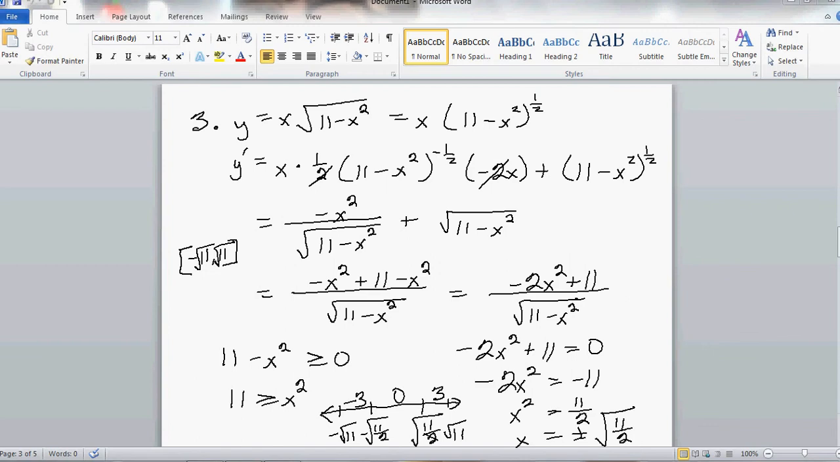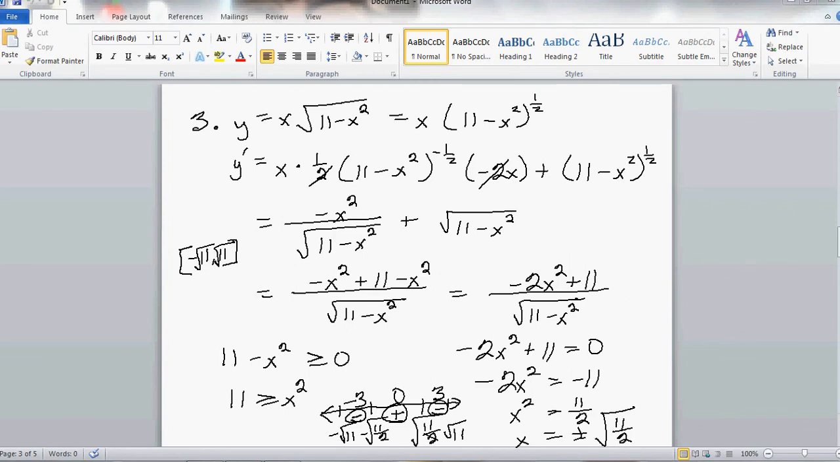If I plug in negative 3, this would be negative 18. Negative 18 plus 11 is negative, and then this is positive. So negative over positive is negative. So that means this is decreasing at this point. Plug in 0. This is 0 plus 11, so that's positive. Positive over positive is positive. So it's increasing during that interval. And at 3, negative 2 times 9 is negative 18. Negative 18 plus 11 is negative 7. Negative over positive is negative.